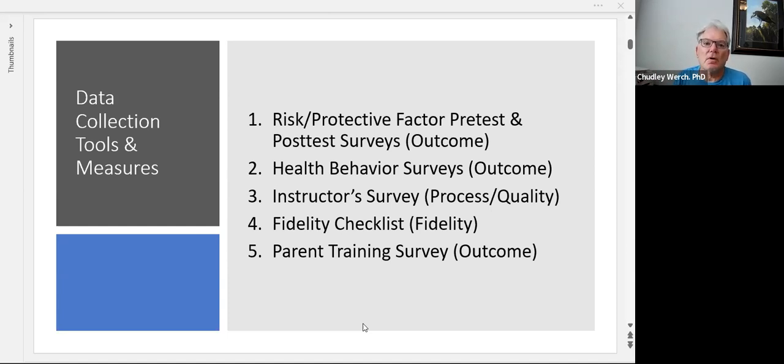And then lastly, for our parent training program, we have a parent training survey, a post-training survey, which measures outcomes. So those are the key tools that you receive. There are some others, but those are the key ones you'll receive to assess, as you can see, outcomes and quality and fidelity of your prevention plus wellness program, whether it's for youth, whether it's for parents, whether it's the media campaign.